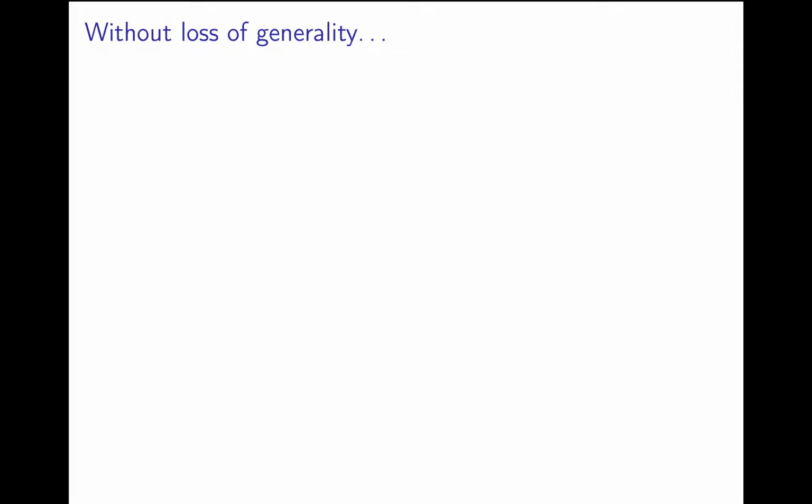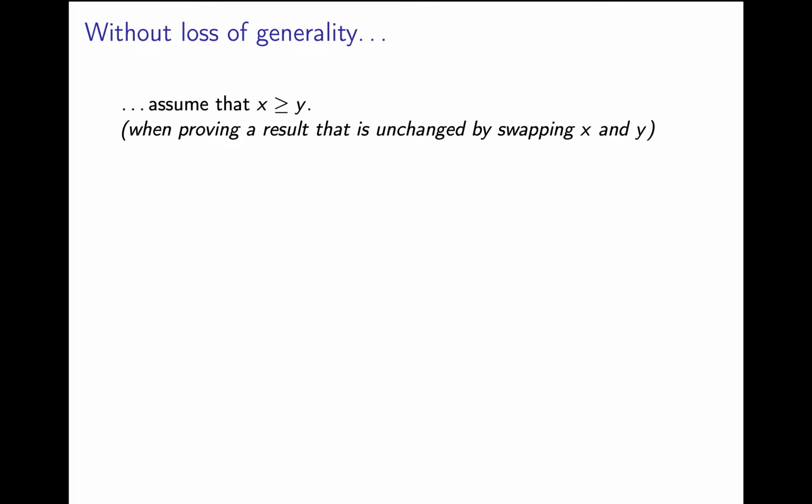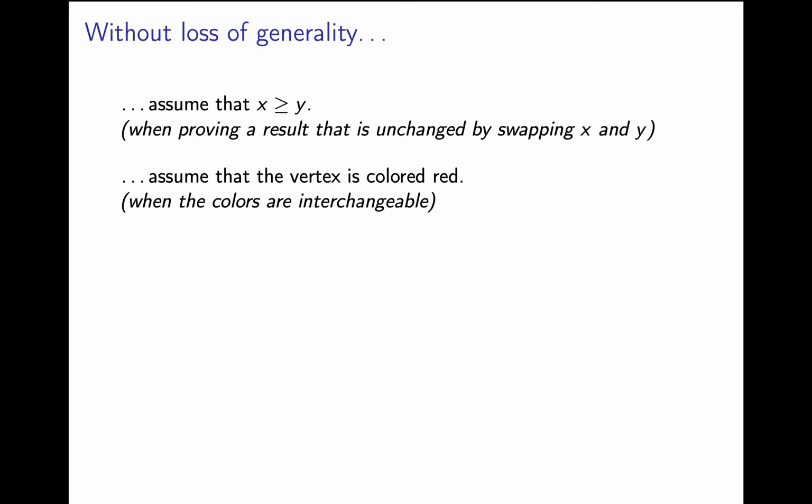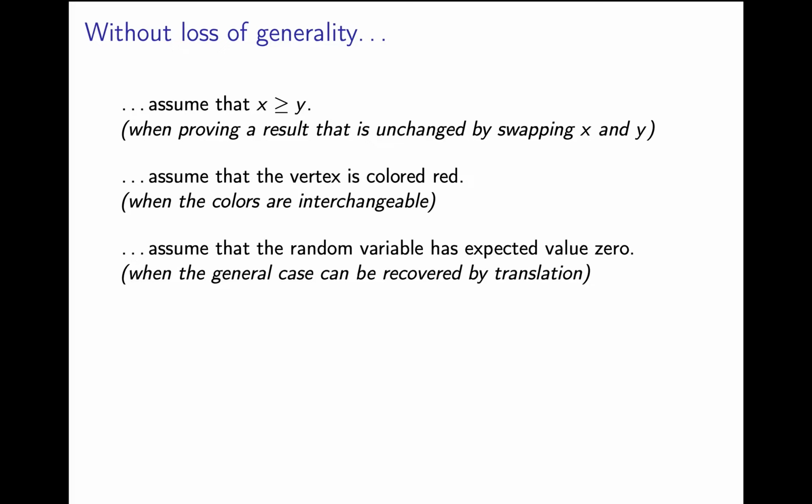You may say, for instance, "without loss of generality, assume x is greater than or equal to y" when proving a result that is unchanged by swapping x and y, because the proof of the other case is essentially the same. Or maybe you're talking about graph coloring and you pick some vertex and assume it's colored red, because if it weren't, then you could just swap red with some other color in your proof. Or if you're proving some result about a random variable, you may assume for simplicity that it has expected value 0 when you can recover the more general case by translation. And there are plenty of such examples.